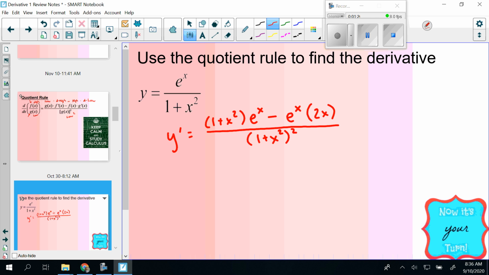If you can simplify here, I don't know that there's a ton we can do. One thing you may see on AP tests on a problem like this, though, is see how they both have an e to the x, the two terms on top. We could factor that out. And if you factor that out, what would be left in the first one would be this 1 plus x squared, minus what's left if you factor e to the x out of the second term, which is 2x.